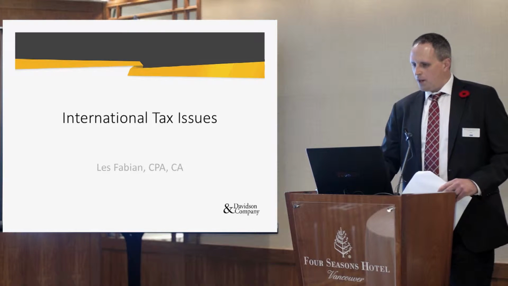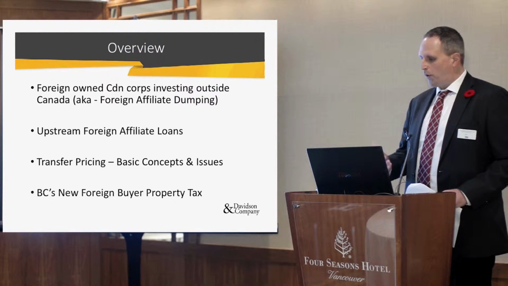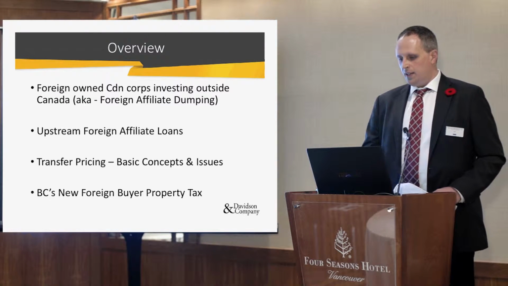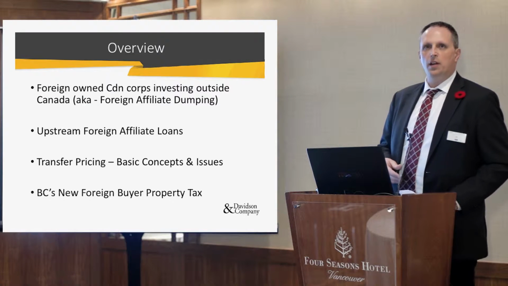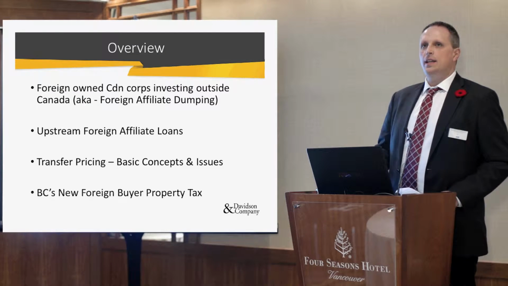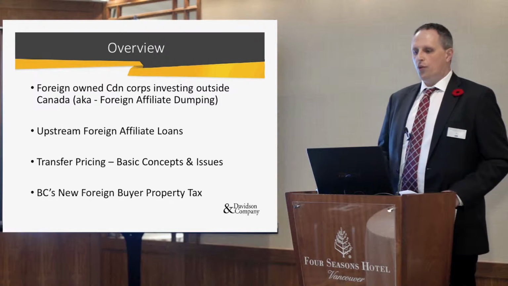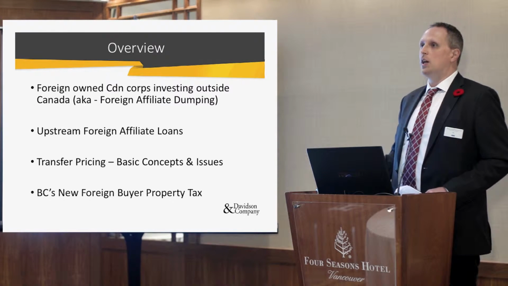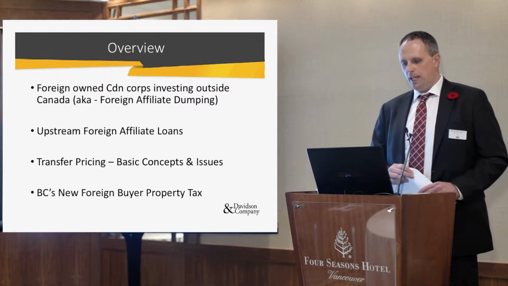So carrying on with the international tax issues, there's really four things that I was going to talk about today. One is commonly referred to as foreign affiliate dumping. This is where you've got a Canadian corporation that's the subsidiary of a foreign corp, so it's foreign controlled, and then subsequently invests in a foreign operation outside of Canada. That sounds a little complicated. We'll get to it in a minute.